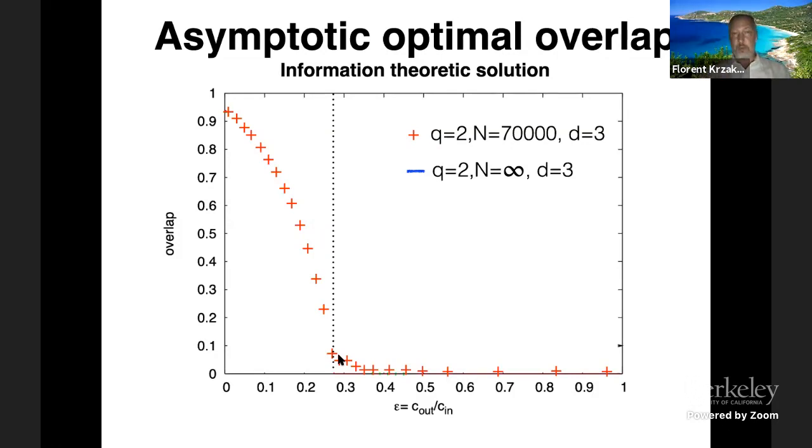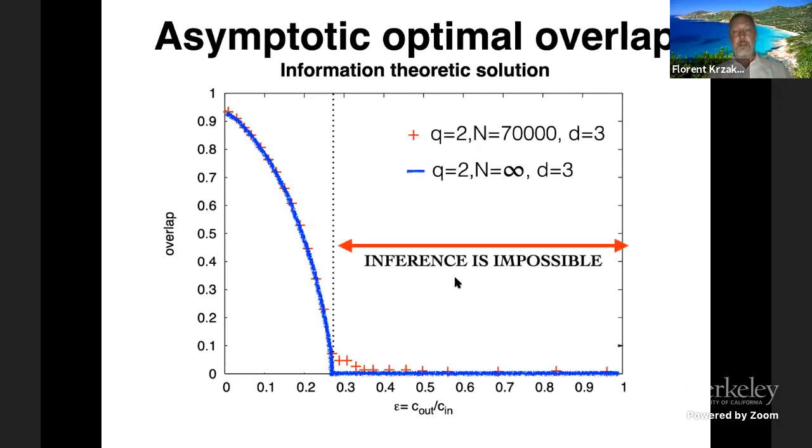For instance, here is what we get from Monte-Carlo, and here is what we get from the cavity method. So we see it works perfectly well. And we have this nice phase transition here that for two colors at a given value, the best overlap that we can get, even with infinite computational power, is 0. In other words, this means that if epsilon is larger than the critical value, which is here, asymptotically inference is impossible. Even the best estimator does not correlate with the hidden assignment. So that was a very interesting phenomenon.